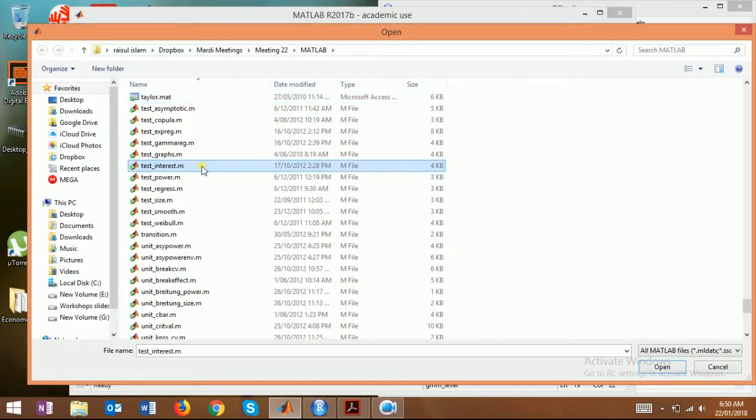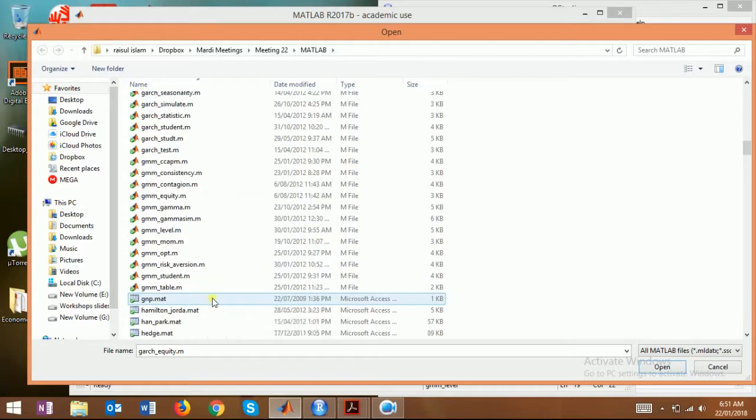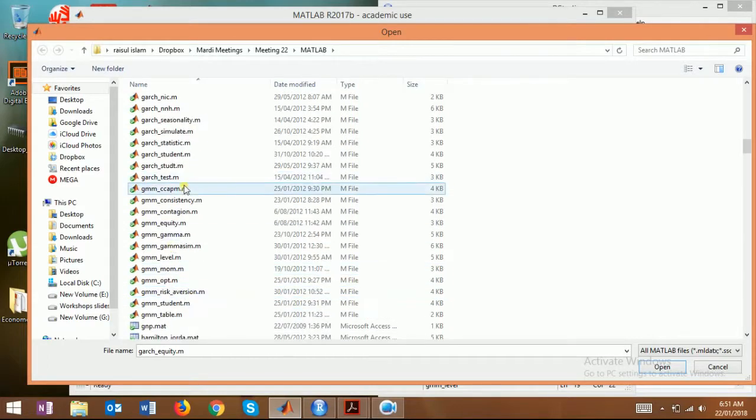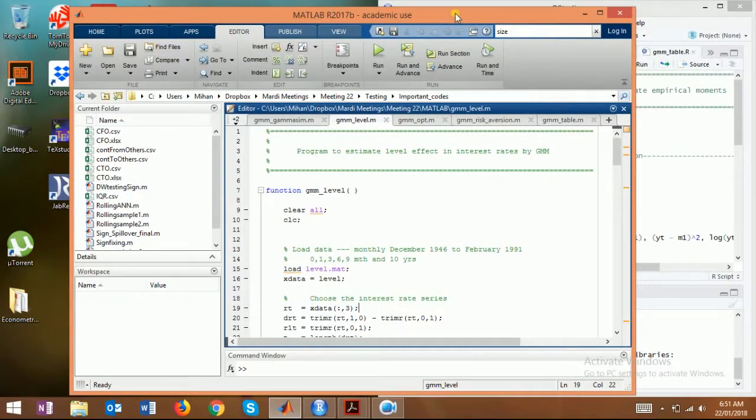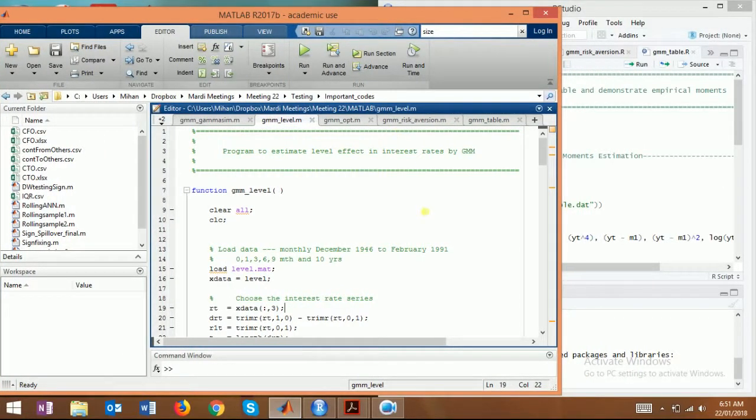Consumption of capital asset pricing model in the discussion, GMM. GMM says CAPM, right? There you go. Okay.